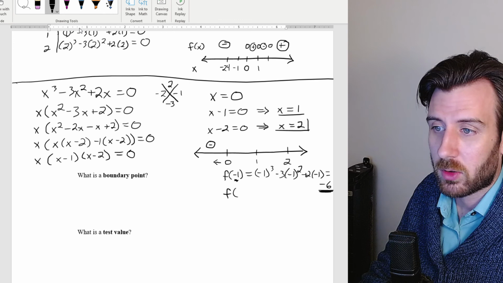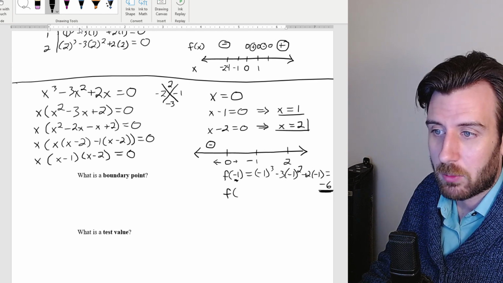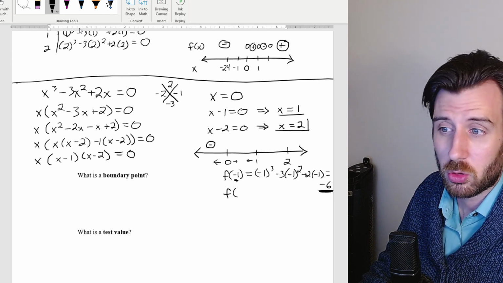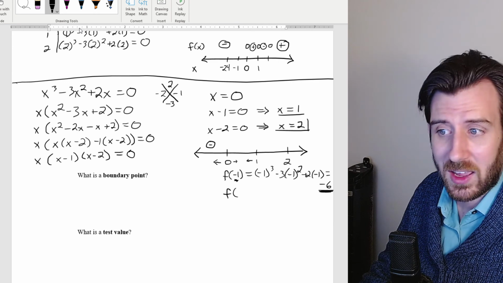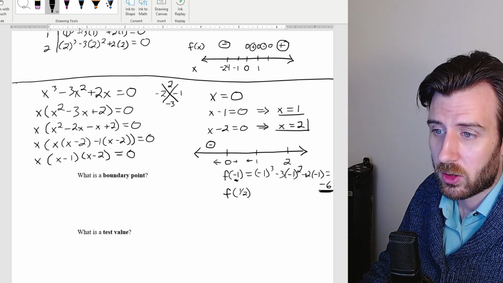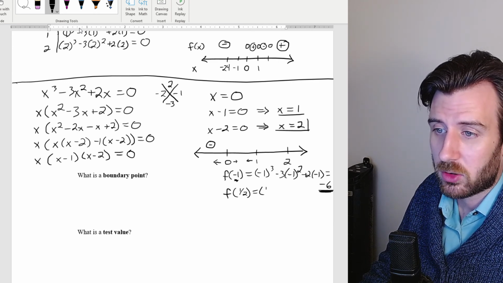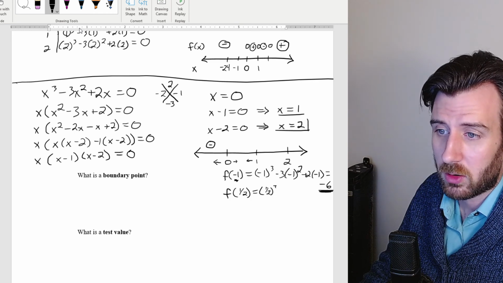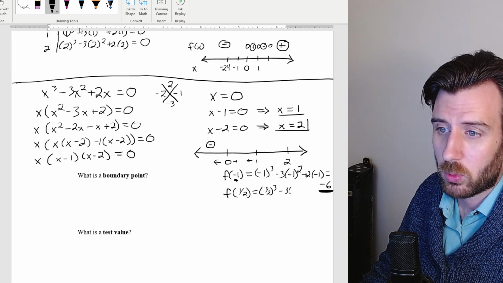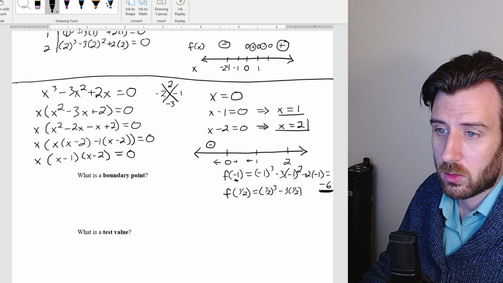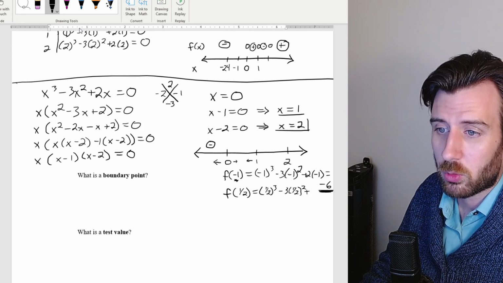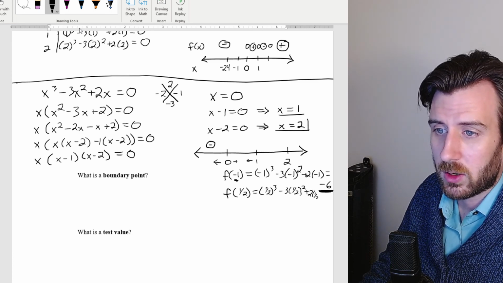What about f of, it looks like the next gap would be between 0 and 1. So maybe I'll choose, I don't know, 1/2. 1/2 seems like a pretty reasonable choice. So let's do 1/2. That would be 1/2 cubed. Notice the parentheses are going to be very important here. Minus 3 times 1/2 squared. Plus 2 times 1/2. Oh, running out of room here.